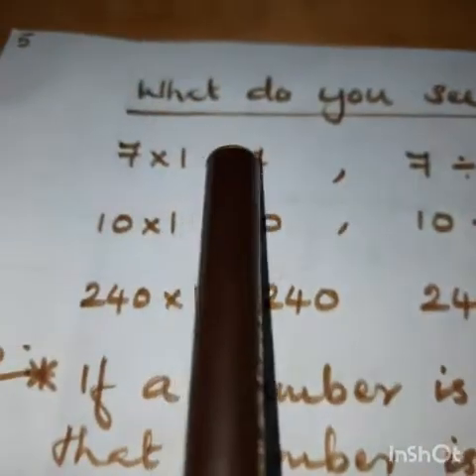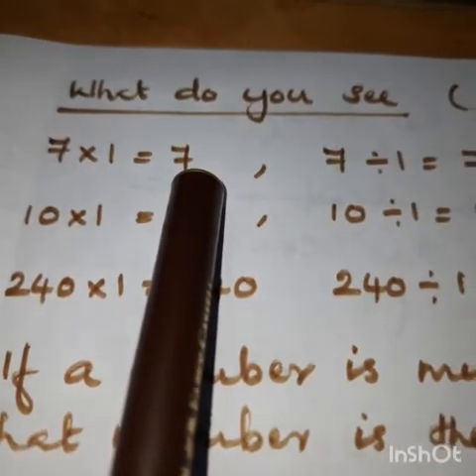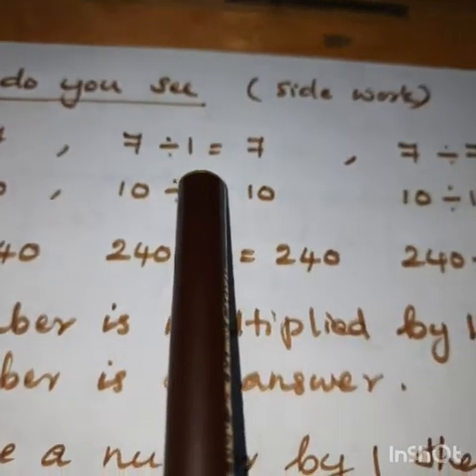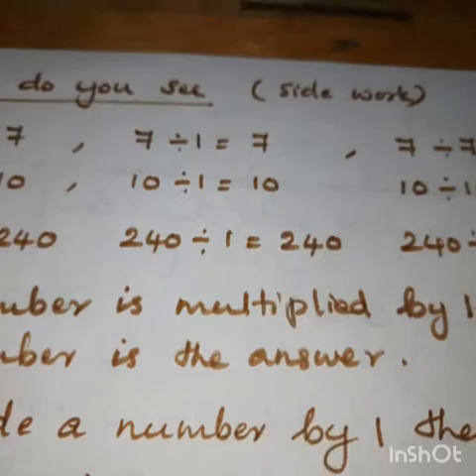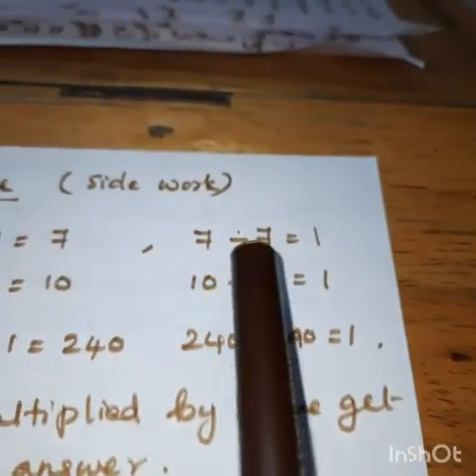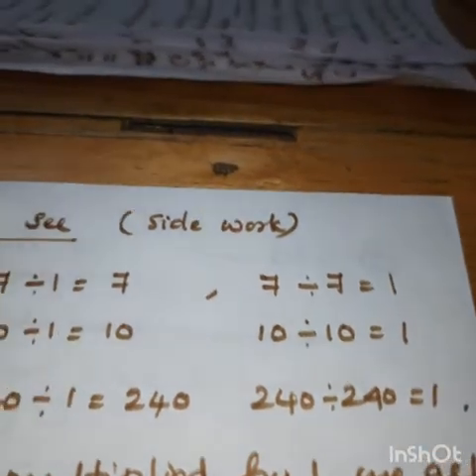If a number is multiplied by 1, then the product is the number itself. Like that, if a number is divided by 1, then the quotient is also the same number. If a number is divided by the same number, we get 1 as the quotient.